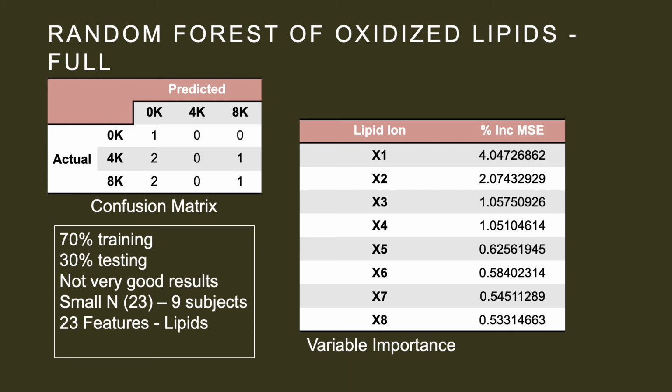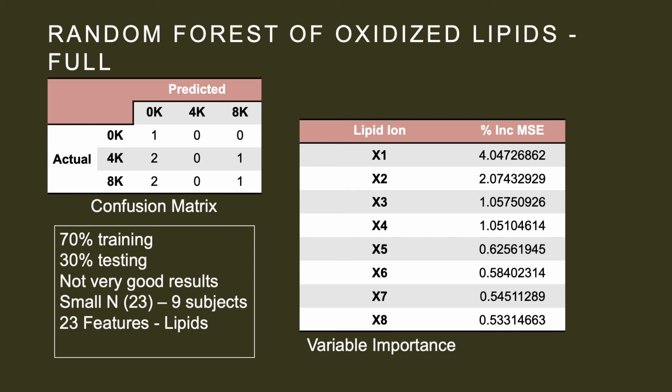Oh no, never mind. I was reading this incorrectly. I was going to say that there weren't any actual 4K, but it was just that there were no 4K predicted. So the model's not doing a very good job, not feeling comfortable predicting people at that middle altitude. So there really just seems to be maybe a slight separation between ground level and then the extreme 8K altitude.